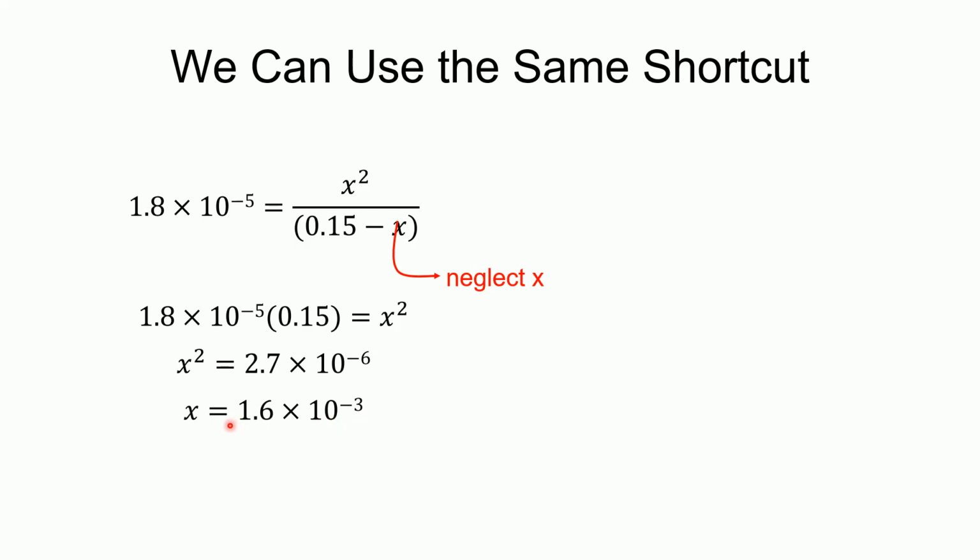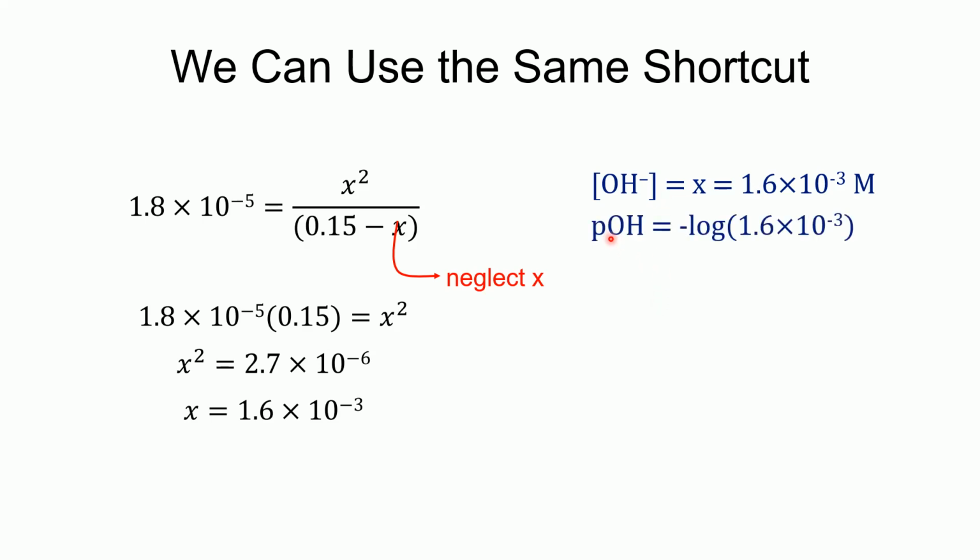Since this is a base problem, x is the concentration of hydroxide, so we now have the concentration of the hydroxide ion. From that, we can take the negative log, and that will give us the pOH. Now, I like to point this out when you're doing problems like this: always pay attention to what it is that you're calculating. We've got hydroxide, so we can calculate pOH.